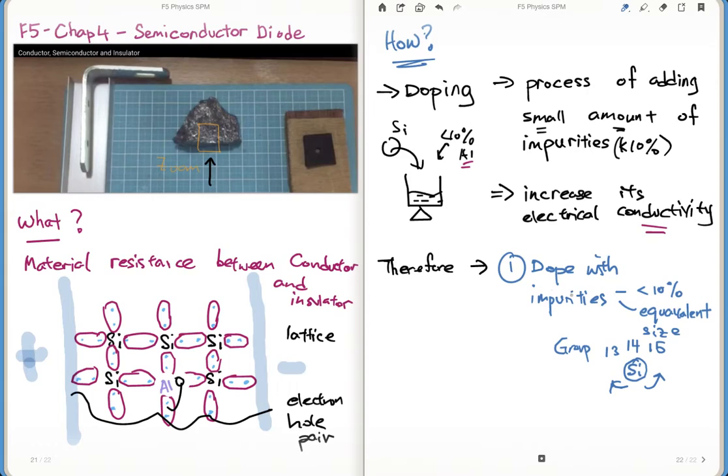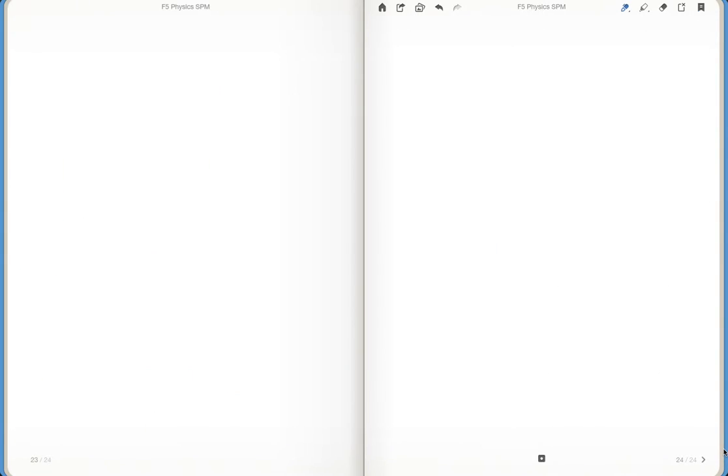So therefore, if you dope with impurities, meaning if you add in impurities, this is no longer called a pure semicon. This is now called extrinsic, E-X-T-R-I-N-S-I-C. Extrinsic semicon. Okay. Why extrinsic? Because you add in foreign material or impurities to silicon. Therefore, it's now extrinsic semicon. Now, for extrinsic semiconductor, there are two categories.